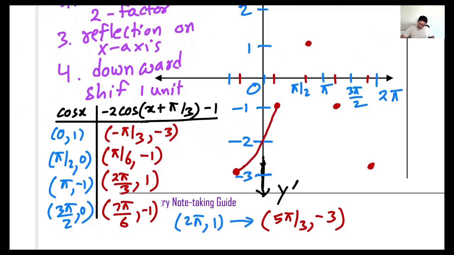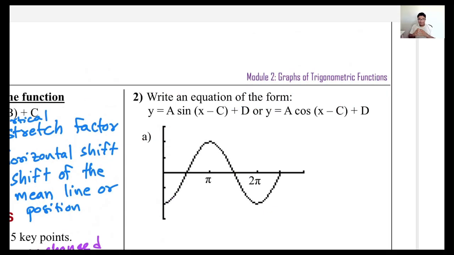See, cosine shape, right? It has to have that cosine shape. And bent like that. And down here like that. Not exactly, not too much bent like that, but more or less you get the idea. Now write an equation of that form for this graph.